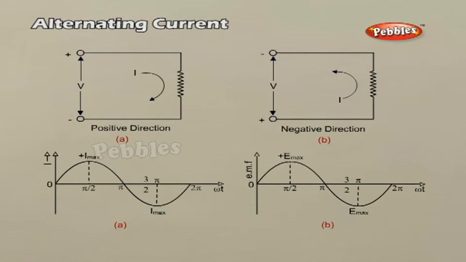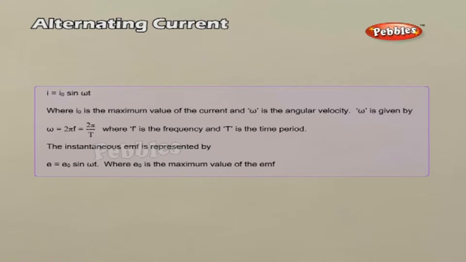Since the variation of current is periodic, it can be represented by a sine or a cosine function. It's a sine wave representing the variation of current. The value of current I at any instant is given above.